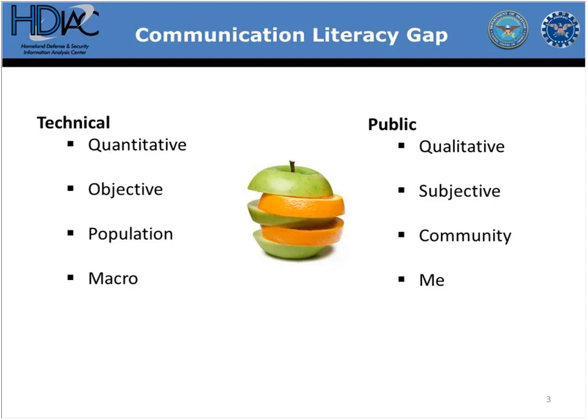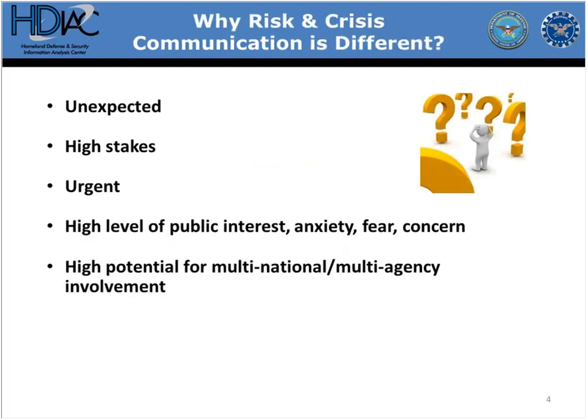So as we look at how we communicate, we look at risk and crisis and why they are different. Basically, a crisis is unexpected, as evidenced by the recent shootings in Chattanooga at the Marine Corps base down there. There are high stakes potentially, in crises such as a tornado, a hurricane, or a severe weather event. It's urgent. Here again, either Chattanooga or a natural or man-made disaster can cause an urgent need for communication.